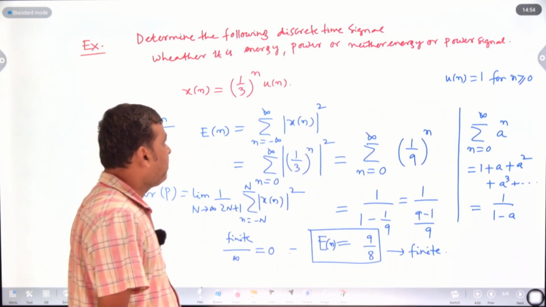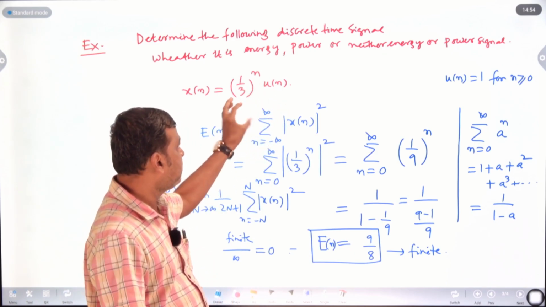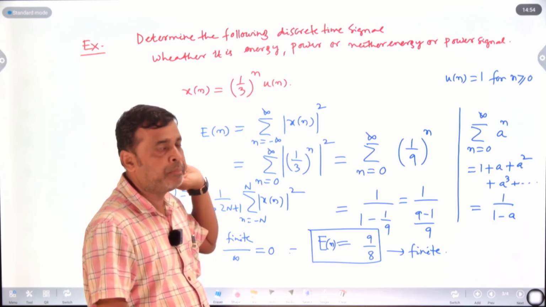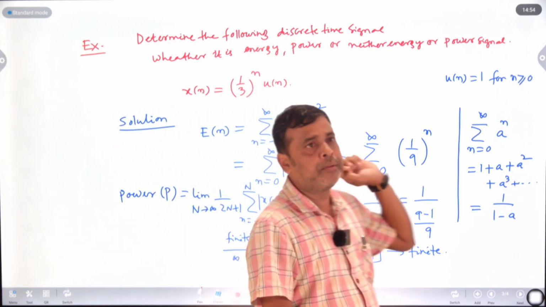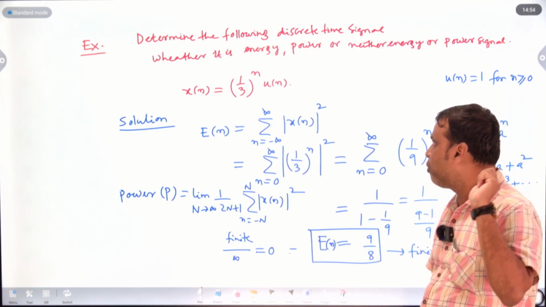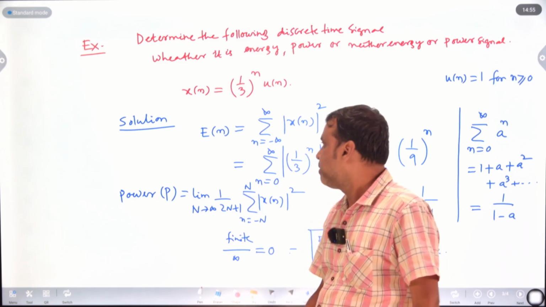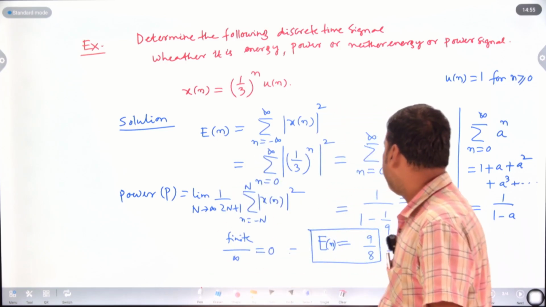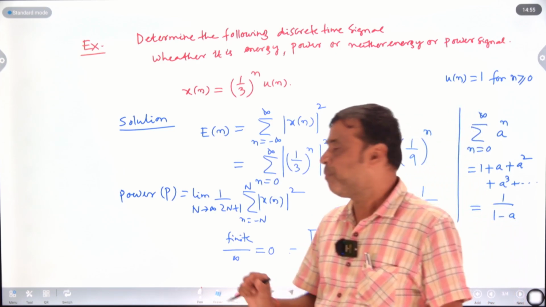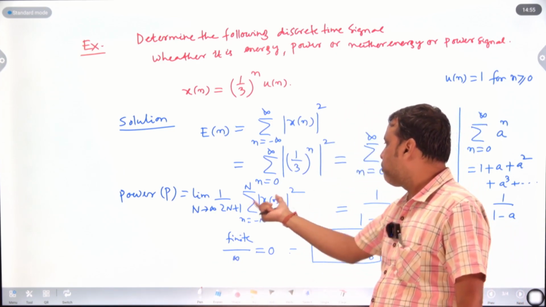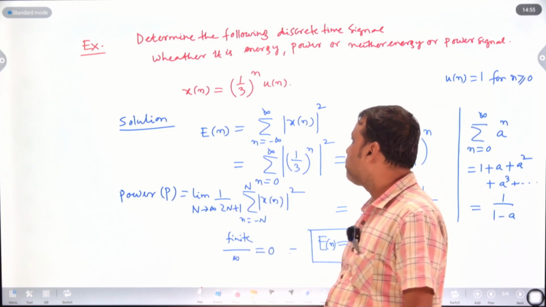X of n equal to 1 by 3 to the power n u of n. Since u of n is multiplied, the sequence is from n equal to 0 to infinity, because u of n is 1 for n greater than or equal to 0. So that's why the limit changed to 0 to infinity, and using this formula we found the energy is 9 by 8, some finite value. And if energy is finite, something finite by infinite will be 0 and the power is 0, the signal is called the energy signal.